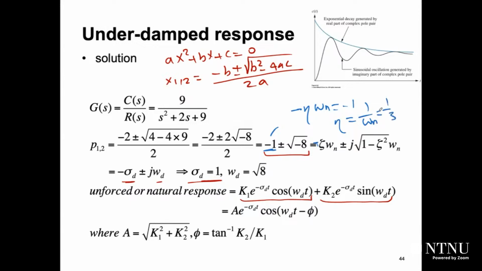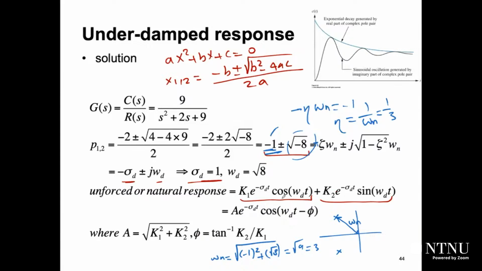If you want to get omega 0, we will get it from this pole-zero plot, right? This distance equals omega n or omega 0. So omega n will be the square root of the real part, which is minus 1 squared, plus the imaginary part squared, which is the square root of 8 squared. So it will be the square root of 9, which equals 3. So now we have the natural frequency and we have the damping ratio.